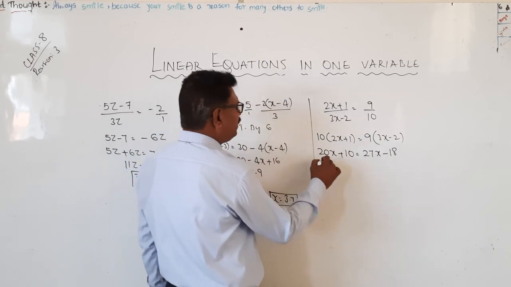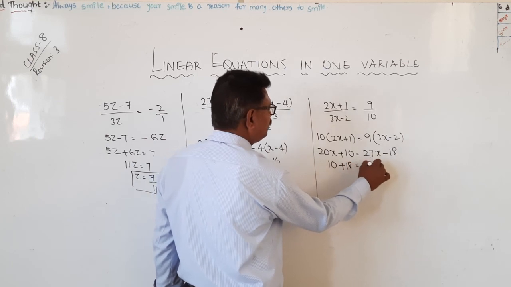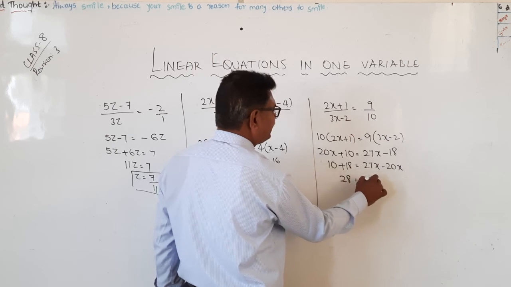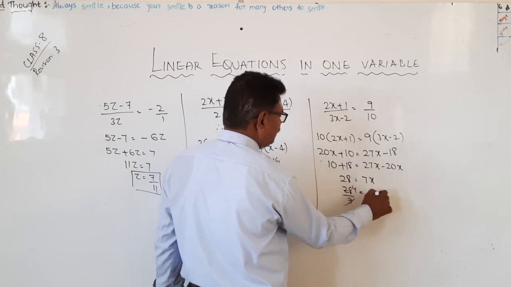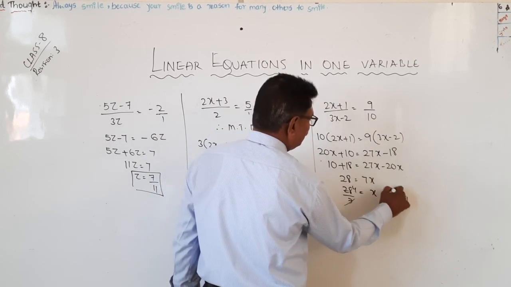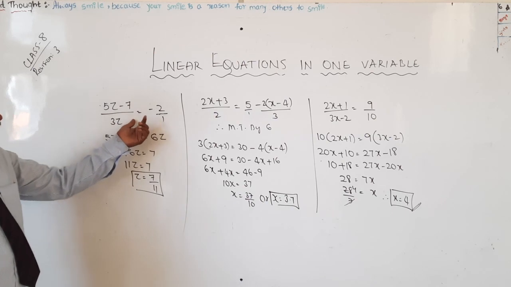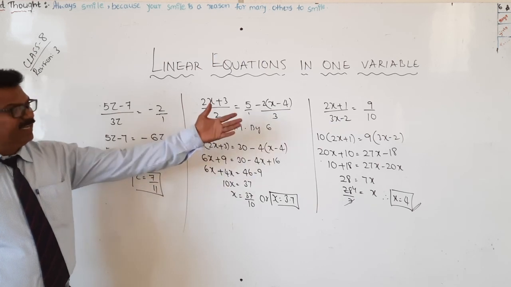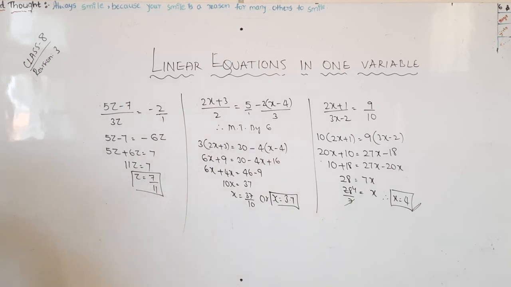Now see, very simple, 10 as it is plus 18 equal to 27x minus 20x. So 28 equal to 7x, therefore x equal to 28 divided by 7, 7 4s are 28. Therefore x equal to 4. Okay? So the problems are the same, here also it is just cross multiplication. This is the second method, again the cross multiplication method. So please see, the problems are very simple.